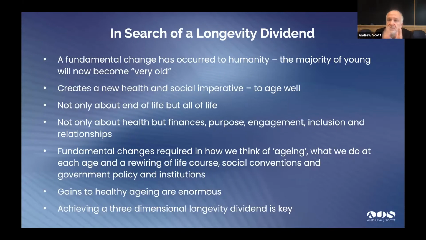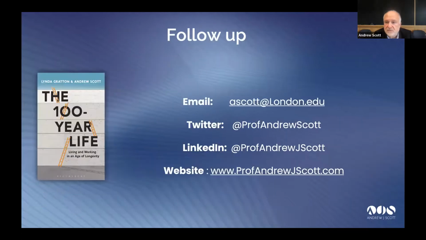That seems a fundamental change for humanity. We've now got more and more people living into their 80s and 90s, and that seems something new. So we have a new health and social imperative to age well. Gains to healthy aging are enormous. Achieving a three-dimensional longevity dividend is key, but this is a topic that will just rise in importance, and not just because of the aging society and more old people, but because of this rising probability of the young becoming old. And I should probably stop there.